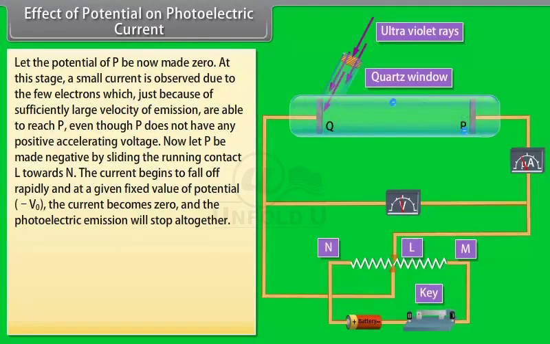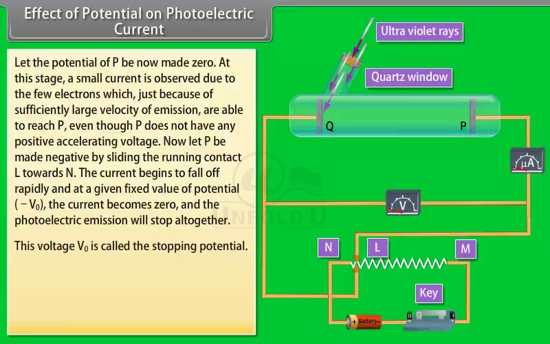Let the potential of P be now made zero. At this stage, a small current is observed due to the few electrons which, because of sufficiently large velocity of emission, are able to reach P, even though P does not have any positive accelerating voltage. Now let P be made negative by sliding the running contact L towards M. The current begins to fall off rapidly, and at a given fixed value of potential, minus V0, the current becomes zero, and the photoelectric emission will stop altogether. This voltage, V0, is called the stopping potential.